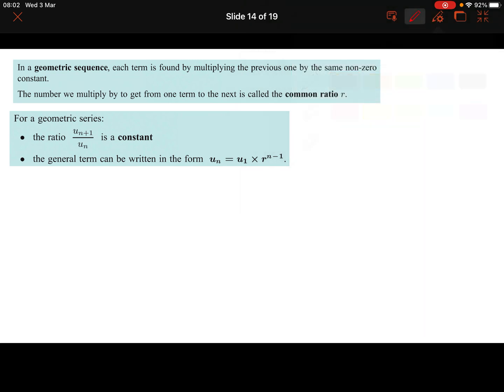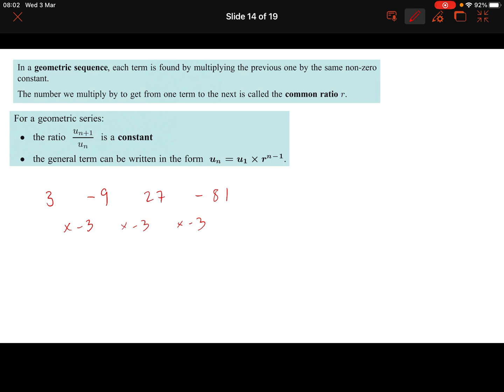3, minus 9, 27, minus 81. This is geometric as well, because the common ratio is minus 3. I'm always multiplying by minus 3. So the common ratio may be negative as well as positive.